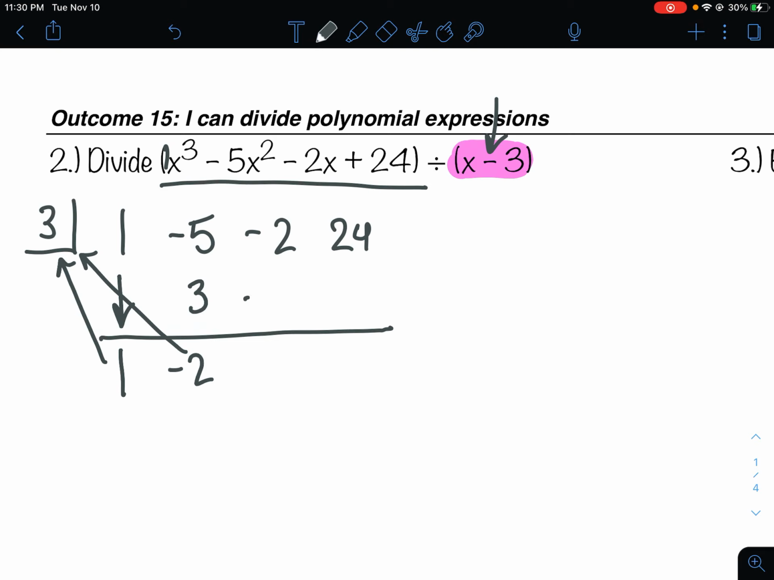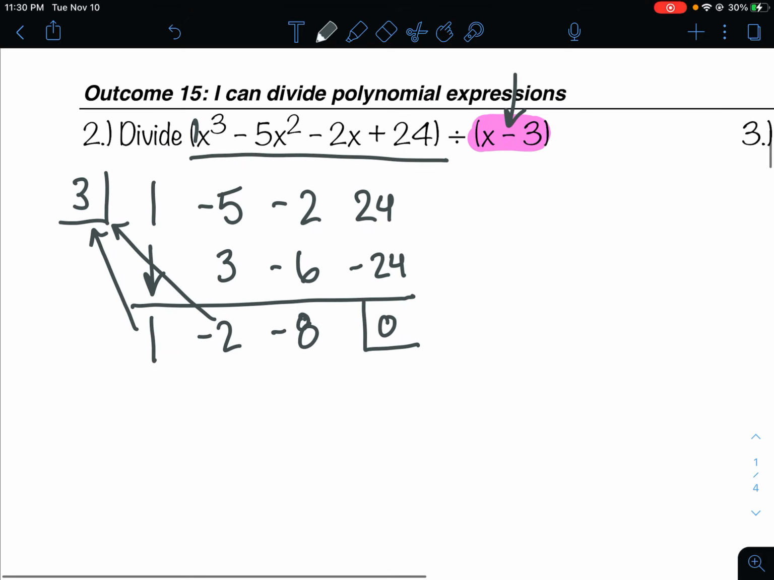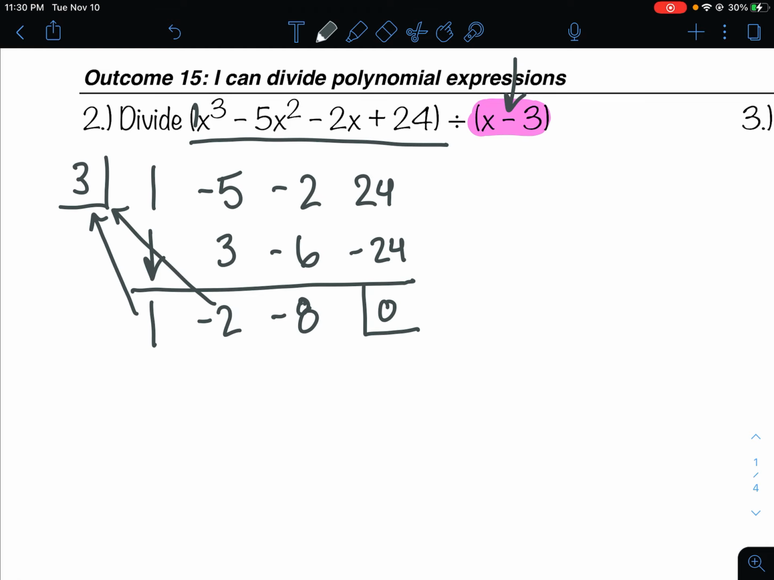Multiply by the corner number. Negative 2 times 3 is negative 6. And then add straight down. Negative 2 and negative 6 is negative 8. Negative 8 times 3 is negative 24. Now in this case, I ended up with a remainder of 0, which works out awesome. I don't have to put a remainder, but we'll explain what that looks like in a second.